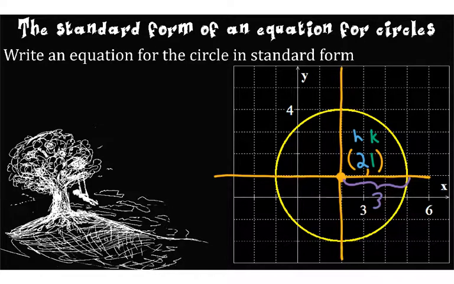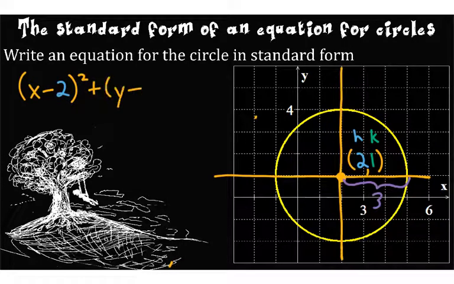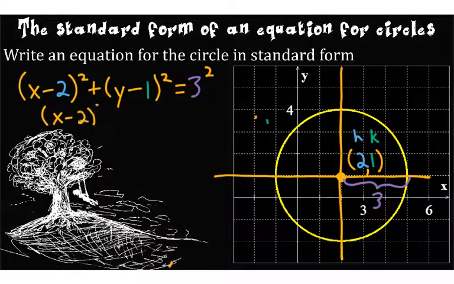So the equation of this circle will be the quantity x minus h, which is 2, that quantity squared, plus y minus k, which is 1, that quantity squared, and it is equal to the radius, which is 3, squared. Usually when we write this, we write it as the quantity x minus 2 squared plus the quantity y minus 1 squared is equal to 9. Notice that 3 squared is 9, and that's how we write the equation for that circle.